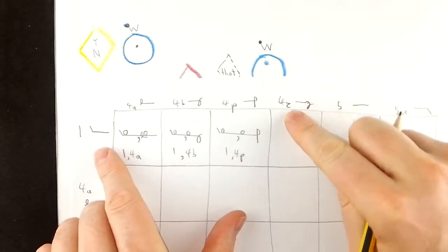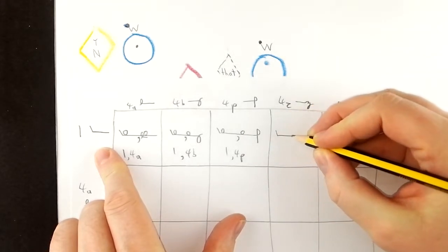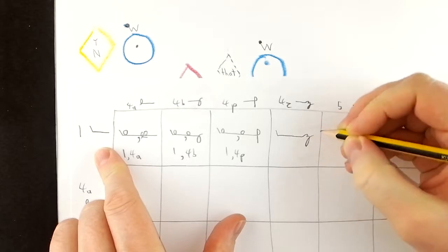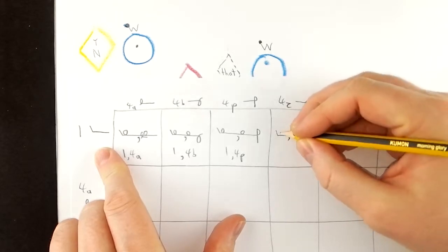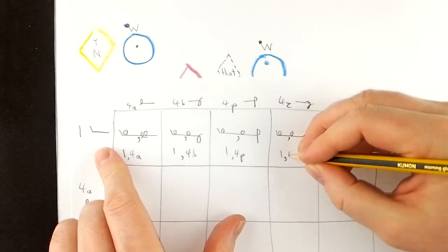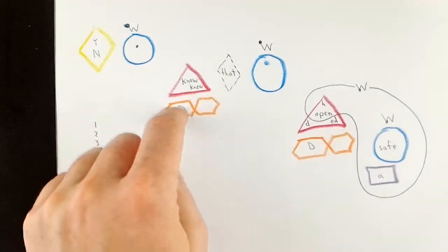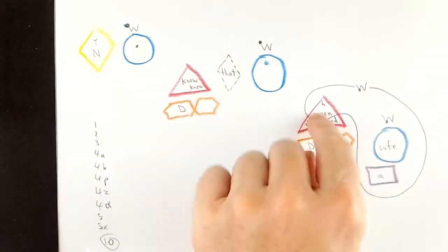Let's do 1 for Z. Can you draw it? 1 for Z. Comma. 과거, 과거. Past tense. 1, comma, for Z. Did they know what happened?